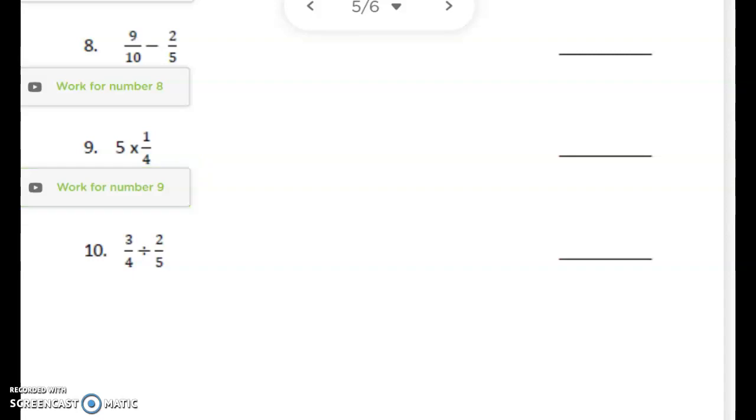Number 10, 3/4 divided by 2/5. So 3/4 divided by 2/5. We can't divide fractions, we have to SOAR. Same, opposite, and reciprocal, or KCF: keep, change, flip.